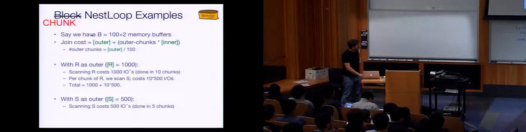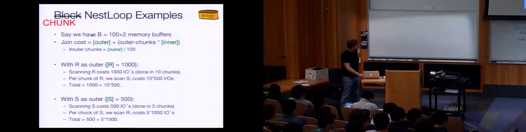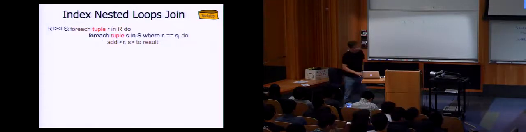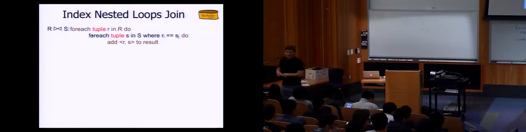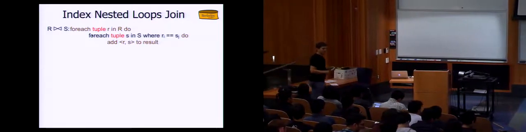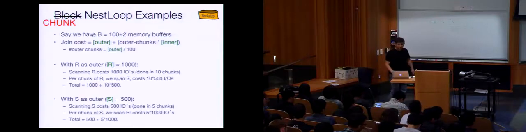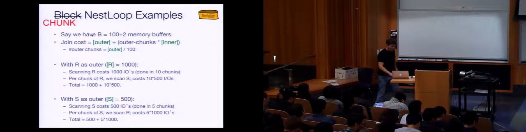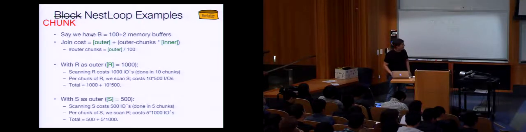All right. If you flip it around, scanning S costs 500 IOs, done in 5 chunks. Per chunk of S we scan R, that's 5,000 IOs. That's 5,500. So it's actually a little bit better, but not by much. All right. Any questions on nested loops joins before we go on? Cool. Okay. We're going to do one more, and then we're going to take a brain break and talk about something a little different.